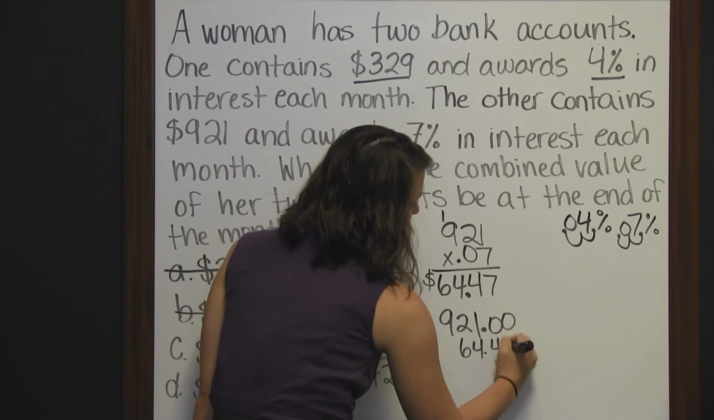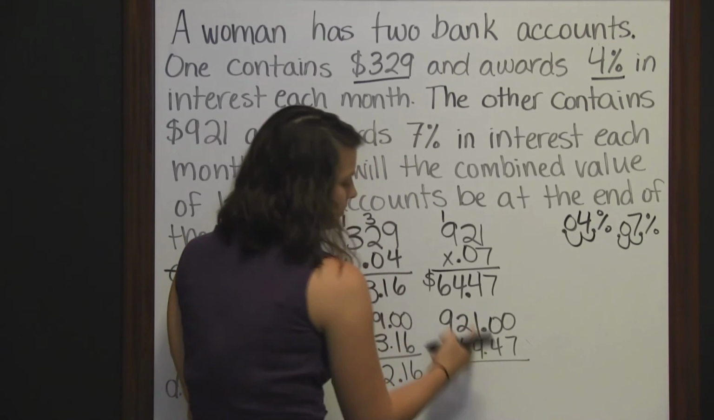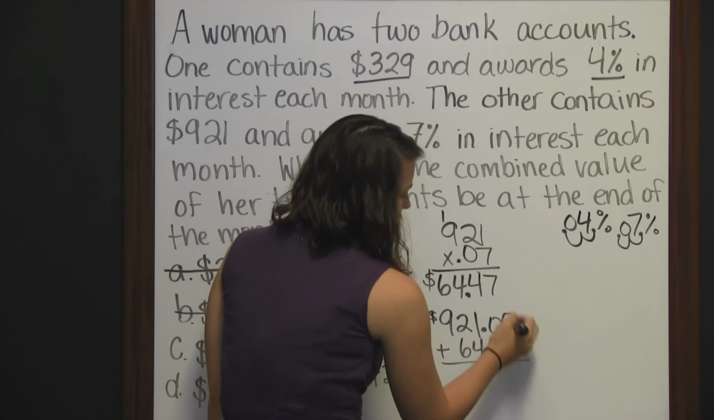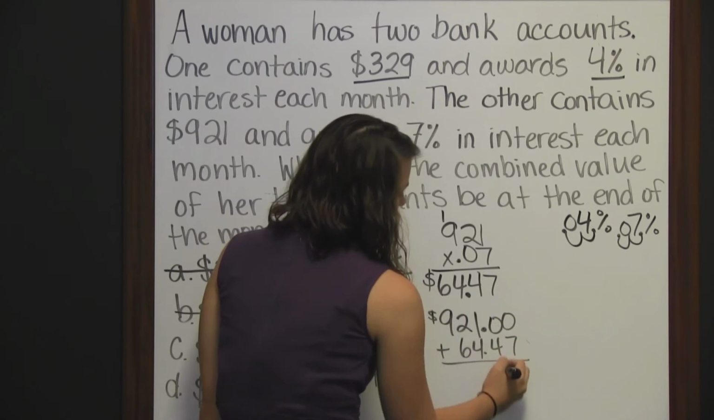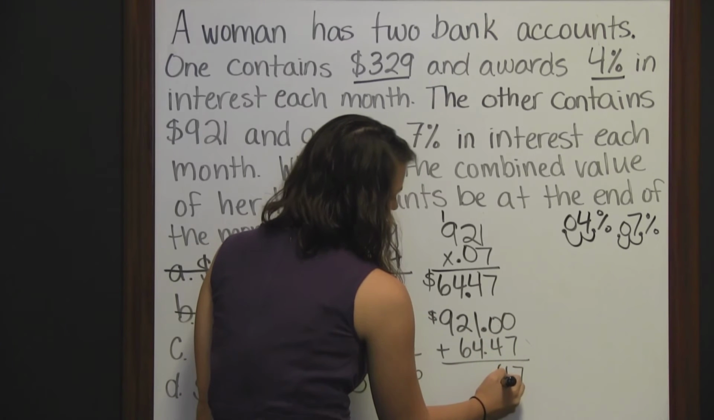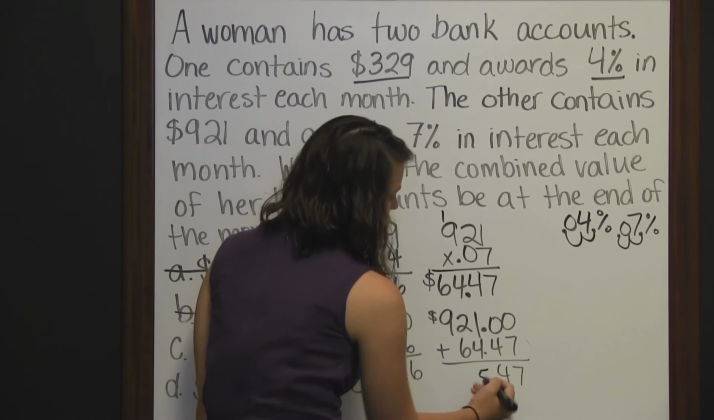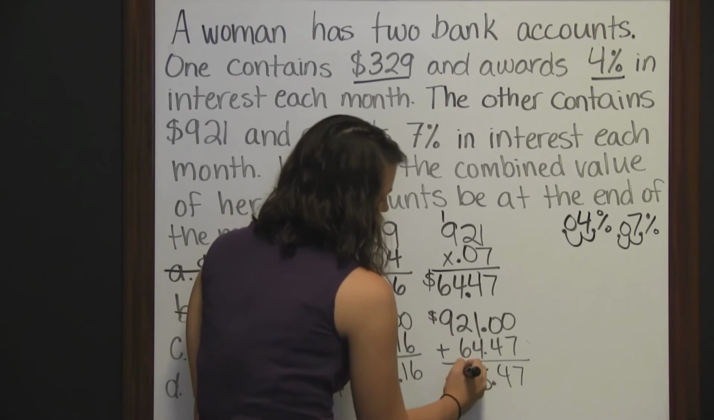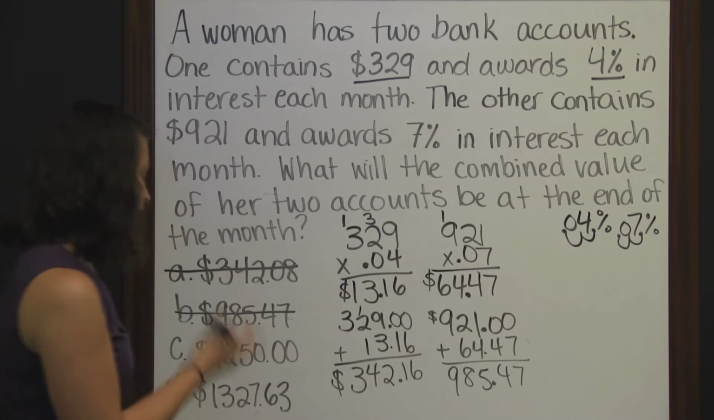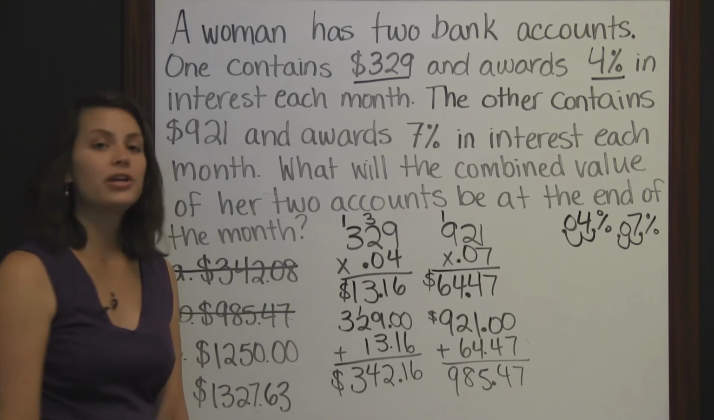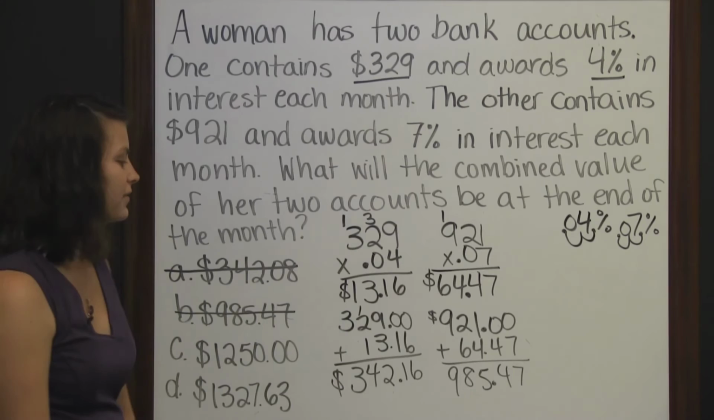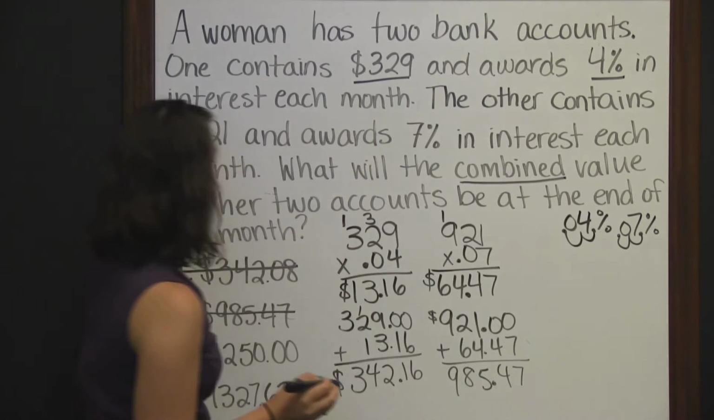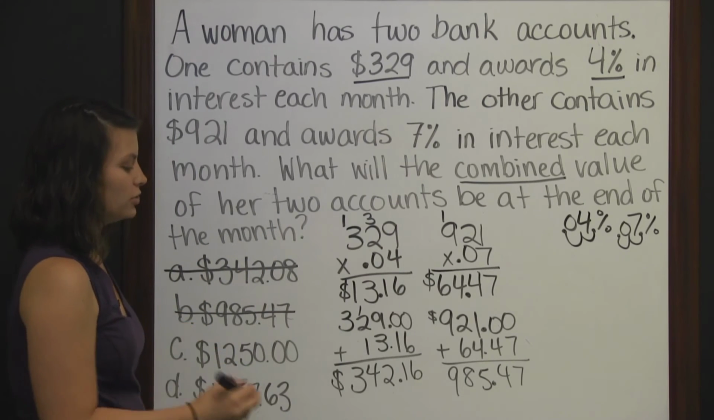$64.47. Line up those decimals when you're adding. 7 and 0 is 7. 0 plus 4 is 4. Bring down the decimal. 1 plus 4 is 5. 2 plus 6 is 8. 9 plus nothing is 9. So that account has a total of $985.47 in it. Now again, we're looking for the combined value of her two accounts, which means that we've got to add those two accounts together.